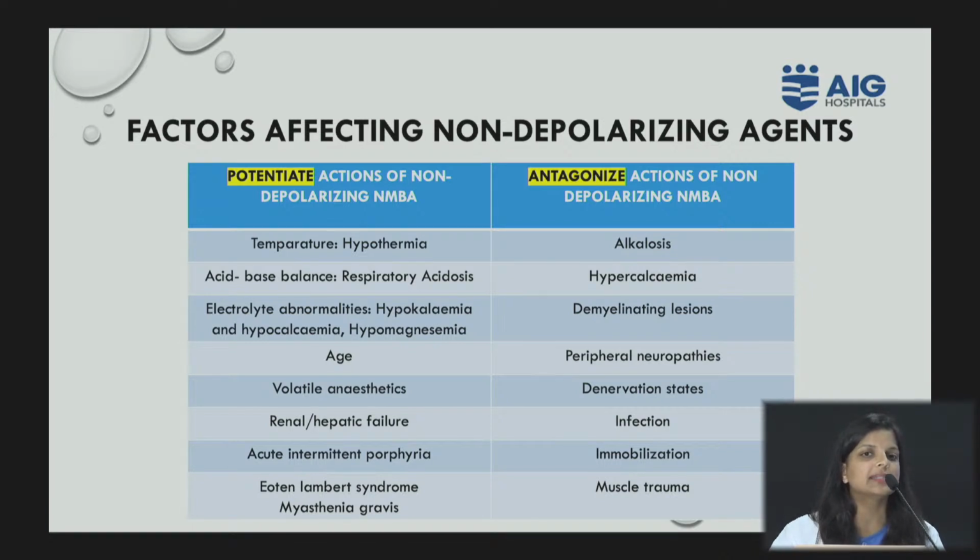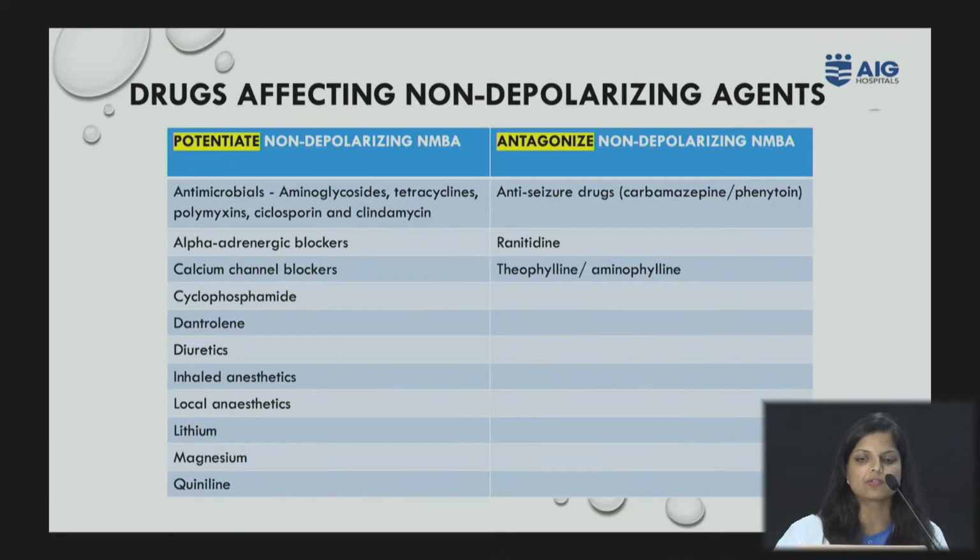So we should always see to it that there is normothermia, there should not be any acid-base disbalance. The electrolytes, whenever we get doubt, we should check for it through ABG and correct them. And there are certain factors which antagonize the actions of non-depolarizing NMBAs, that is alkalosis, hypercalcemia, demyelinating lesions, peripheral neuropathies, denervation states, infection, immobilization, and muscle trauma.